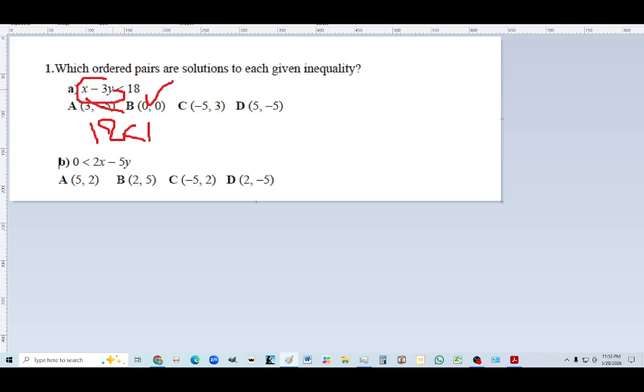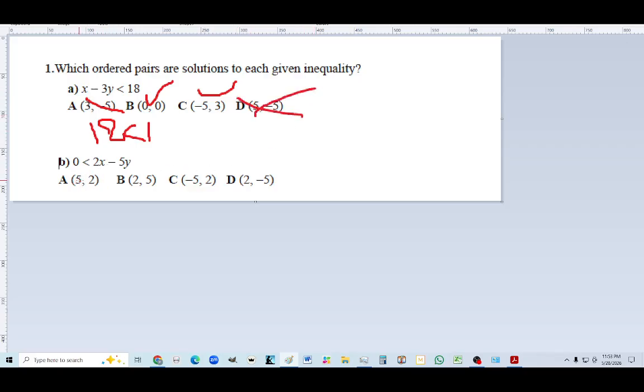So you get minus 14. Is minus 14 smaller than 18? Yes, that is below. What about 5? You get 5 minus minus becomes plus 15. Plus 10. Is plus 10 smaller than 18? Yes. 5 plus 15, 20. Is 20 smaller than 18? No. So that's not on the line.